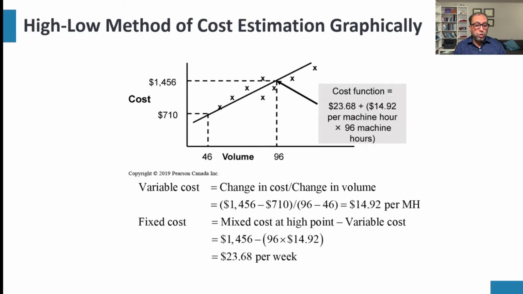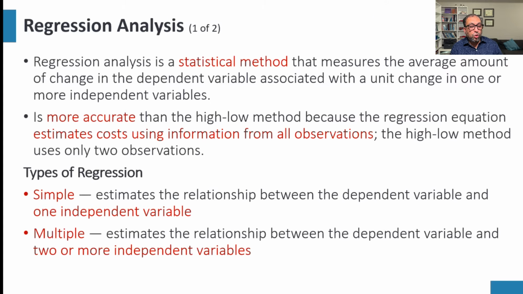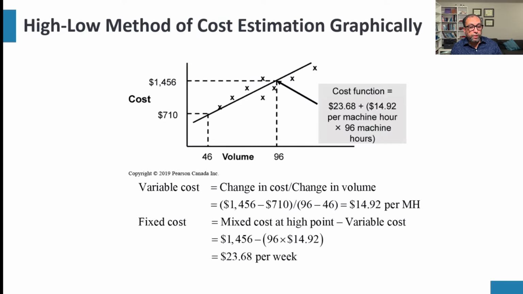14.92 per machine hour. So we can see here that the mixed cost at a high point is 1456 minus 96 into 14.92. So we get 23.68. So that's the way we calculate the fixed cost. Variable cost is 14.92 and we figure out the fixed cost. So the fixed cost is 23.68 per week, and the variable cost is 14.92 per machine hour, right?